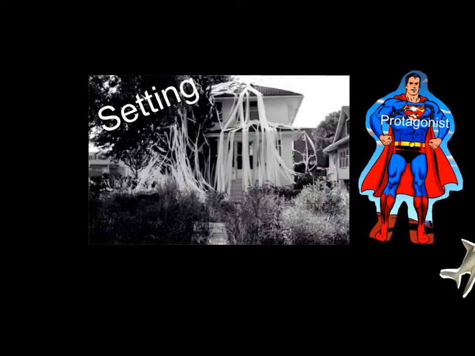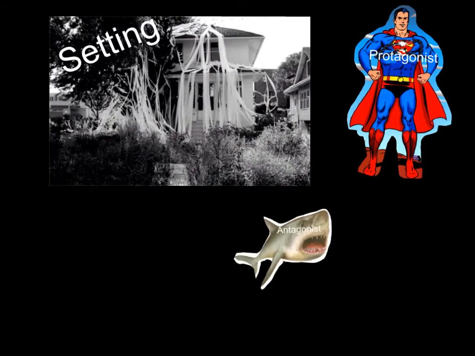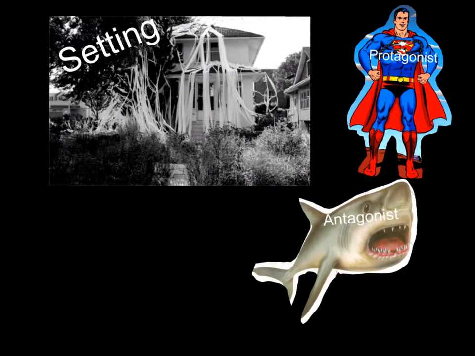For every protagonist, there's gotta be a bad guy. We call him the antagonist. The antagonist is the character or force that acts against the protagonist. Depending on the type of conflict in the story, the antagonist could be another character, some aspect of society, nature, or something within the protagonist that holds him back, like jealousy, insecurity, or greed.